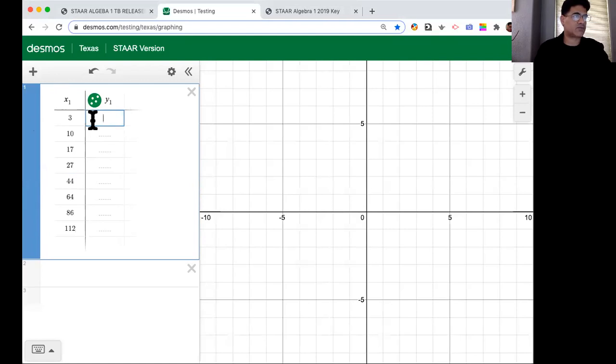And over the time of 5, 10, 15, 20, 25, 30, 35, 40. Okay. All right, so let's see, 5, 10, 15, 20, 25, 30, 35, 40. That's kind of rhythmic, kind of looks like a pattern, huh? 3, 10, 17, 27, 44, 64, 86, 112.